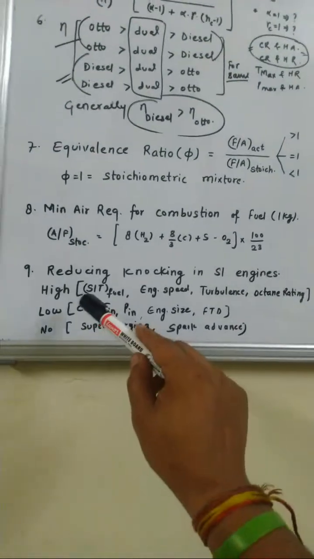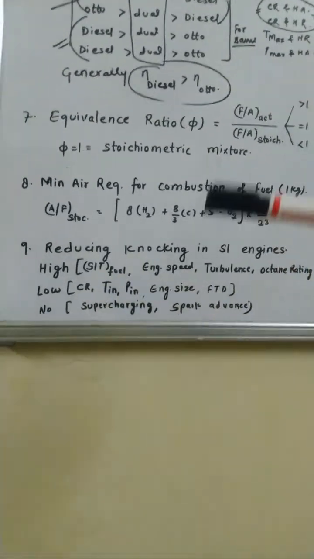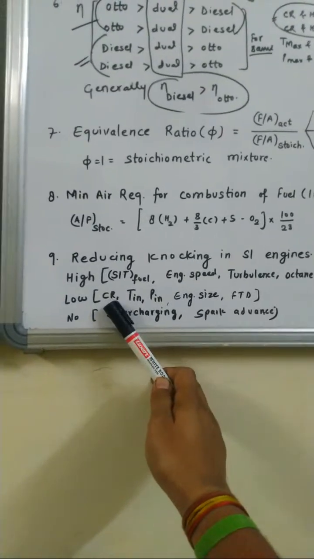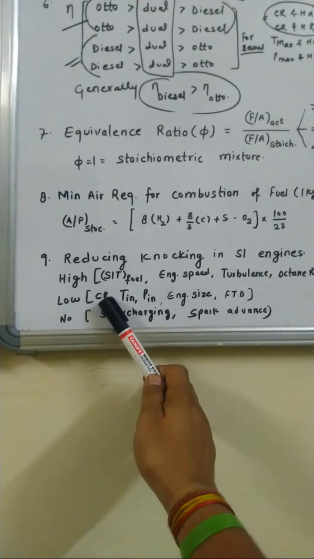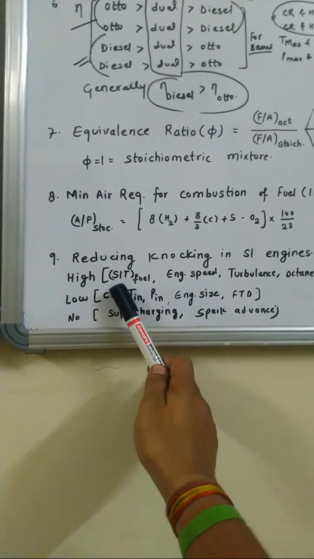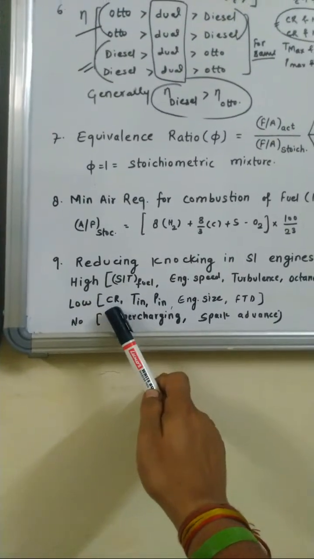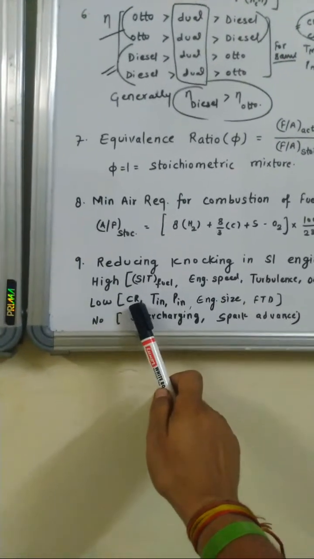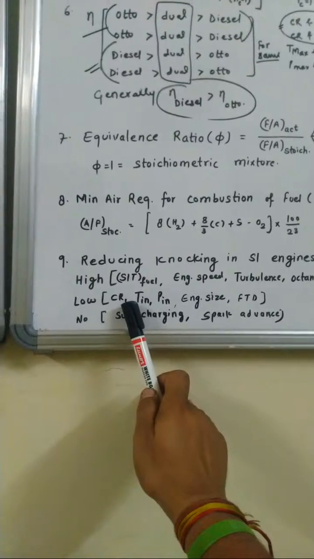So if these conditions are high, it will reduce the knocking. There are few conditions which should be low. Like the compression ratio should be low. As I have already told, compression ratio was the limiting factor. That is why diesel engines came into picture. So compression ratio is low.